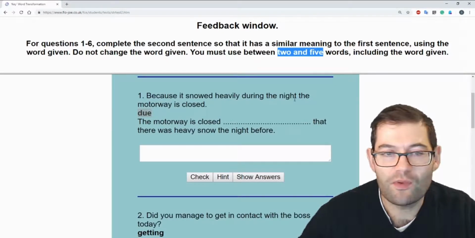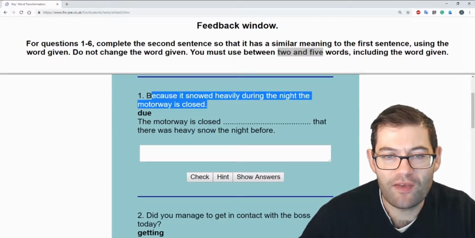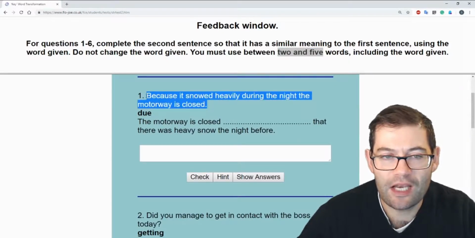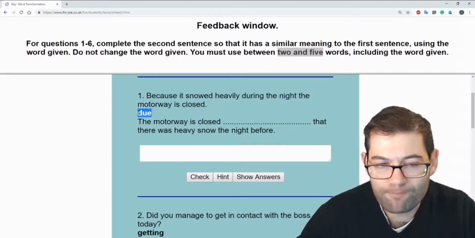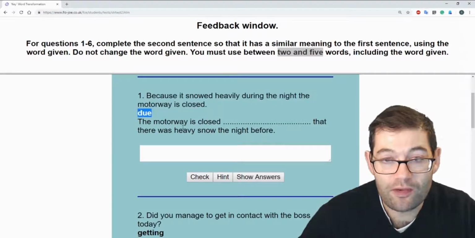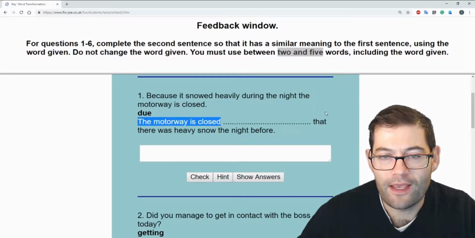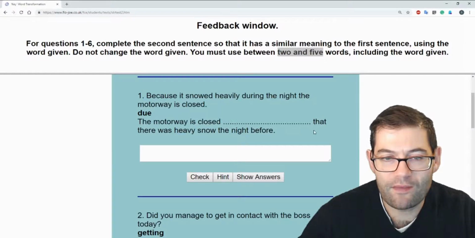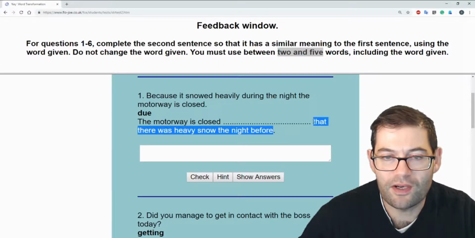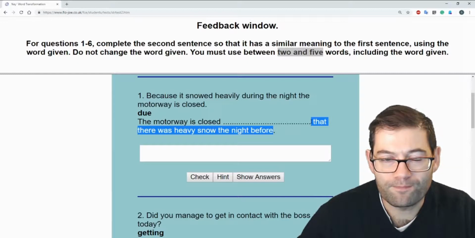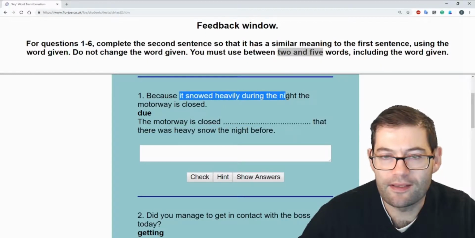For question number 1, it says, because it snowed heavily during the night, the motorway is closed. Our keyword is due. So let's have a look at the language we don't have to worry about. We don't have to worry about the motorway is closed because it's mentioned here. And it's mentioned that there was heavy snow the night before. Let's highlight that there. And that covers this bit here. It snowed heavily during the night.